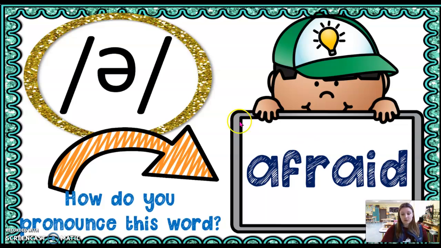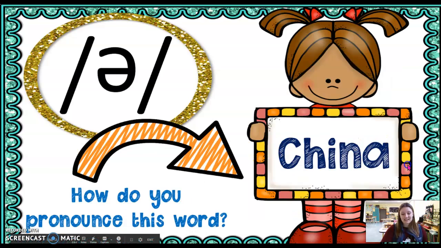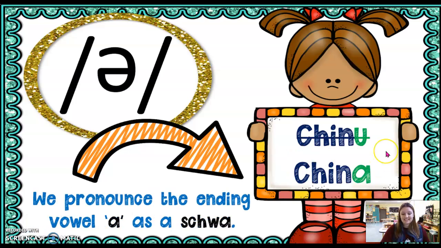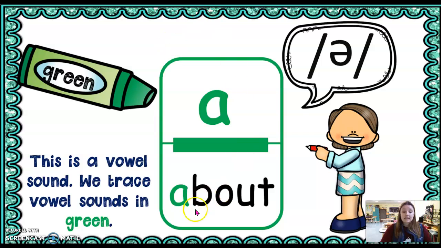How about this word? Using our schwa sound, this is afraid. Now it's not spelled with a U, it uses the A to make the schwa sound. How about this one? China. So my schwa is at the end. Good. Oftentimes you see the A that makes the schwa sound either at the beginning of the word, like in about, or at the very end of the word, like China. So it is a vowel sound because it does not trap any air from coming out.